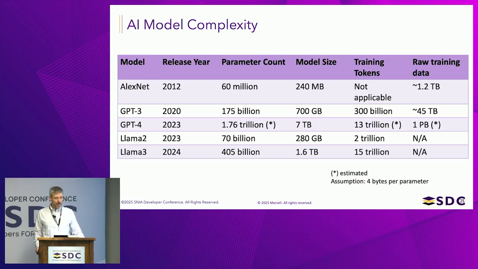Then the training token size has also increased significantly. And then, of course, from a data storage perspective, the huge amount of data is in the data that is used for training. So here we're talking about petabytes of data that are being used. And the data size for training will continue to increase, especially when we talk also about physical AI.